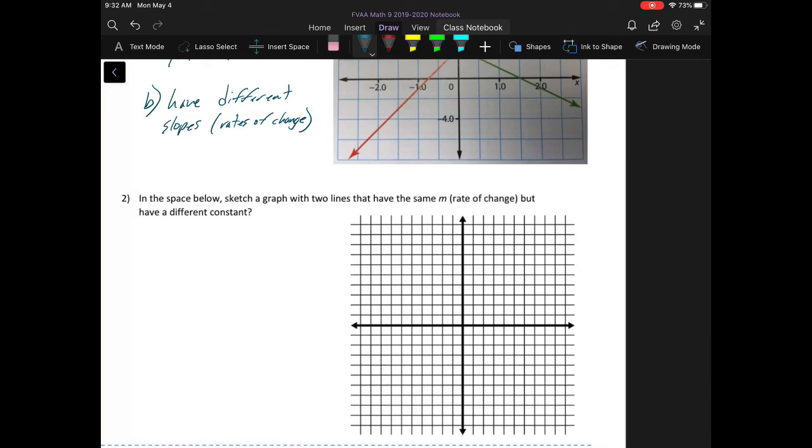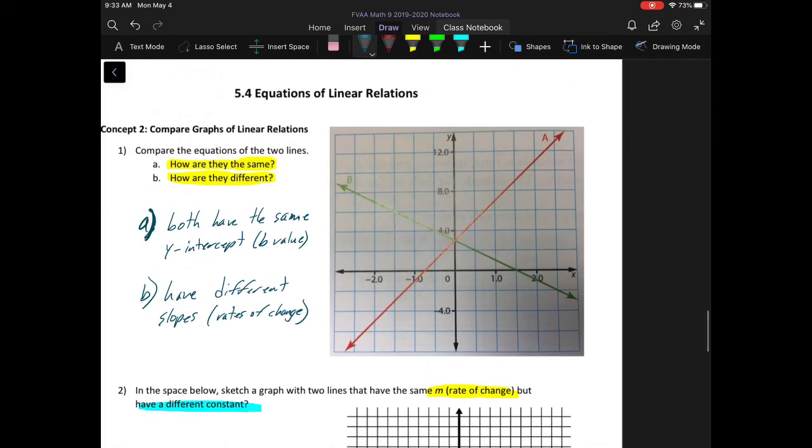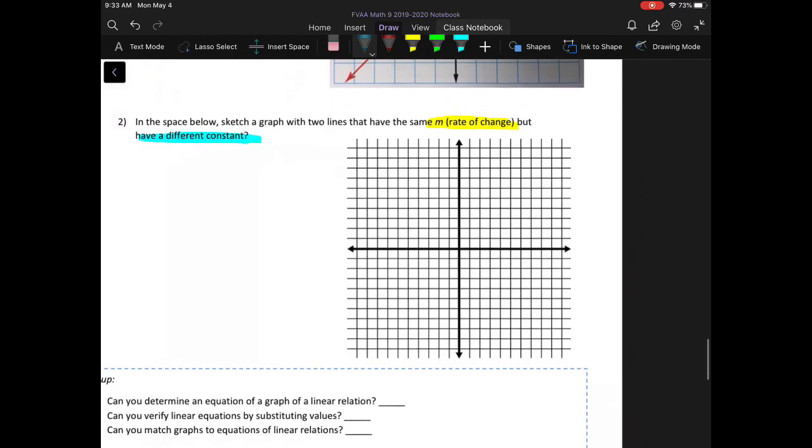So with that in mind, again, we're going to work backwards. In this space below, sketch a graph with two lines that have the same m, so the same rate of change, but different constants, different b values. In this graph here, they had the same constant, same b value, but different rates of change. In the space below, or on a piece of paper, draw two lines that have the same rate of change but different constants.